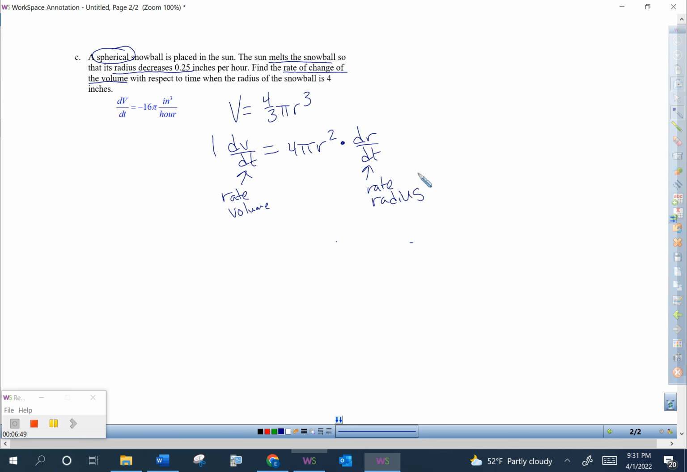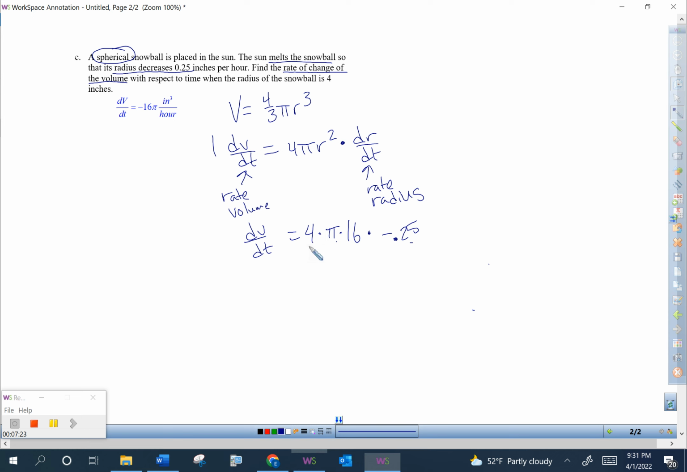Now we're going to go look. This radius was decreasing at a rate of 0.25, so decreasing, we need a negative 0.25 on that rate. And then it says the rate of change of volume is what we're solving for when the radius of the snowball is 4 inches. So this goes 4 squared is 16, and then bringing down that 4 pi. And the thing we're solving for in this case is already by itself, so that makes things nice.